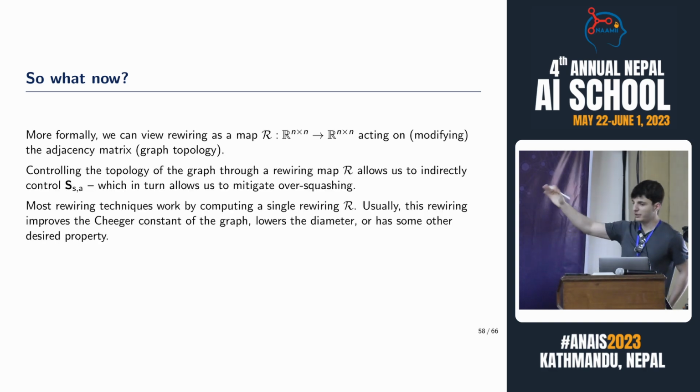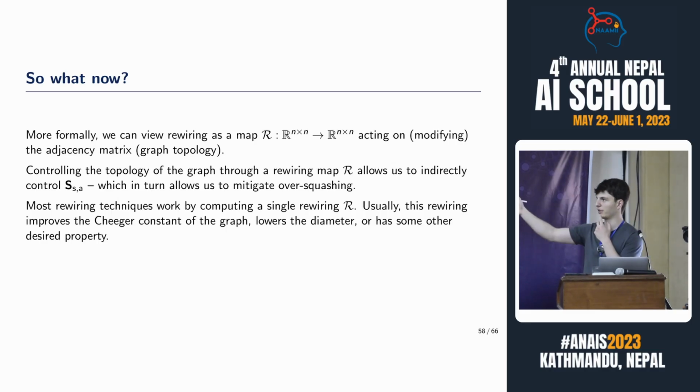Now, intuitively, if we control this adjacency matrix, it's kind of like we're controlling this matrix value that came into our bounds before. So intuitively, we can use this to directly improve the bounds on over-squashing. Usually, though, most rewiring techniques compute a single rewiring R, and they can look at improving the Cheeger constant by maximizing the spectrum or things like this, or maybe you can lower the diameter.